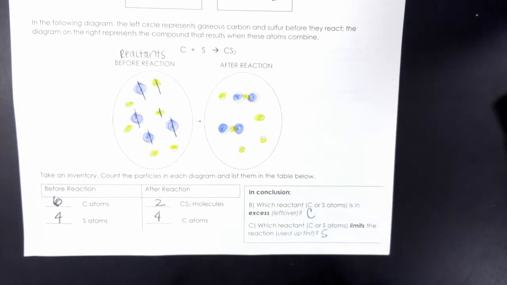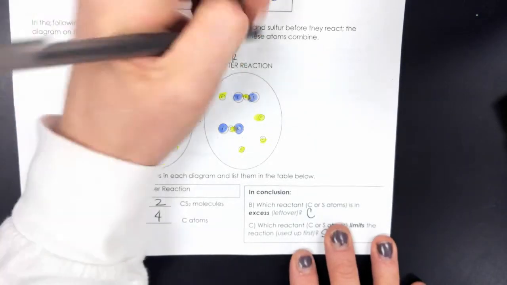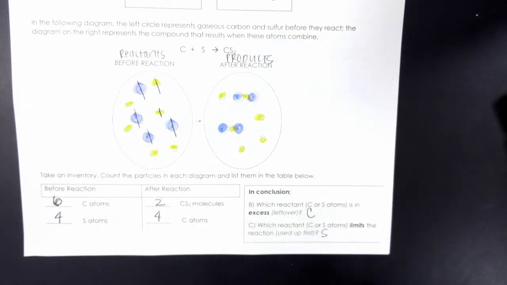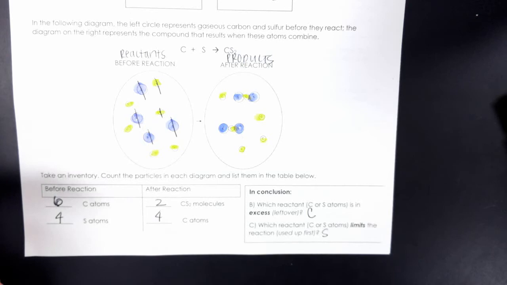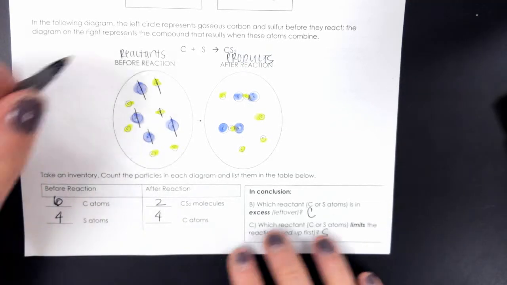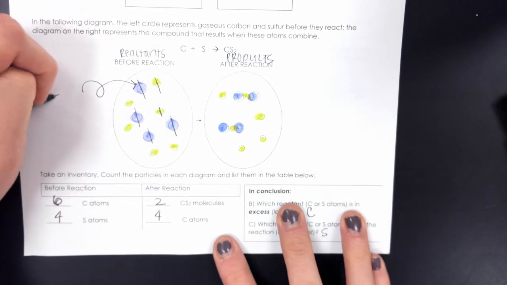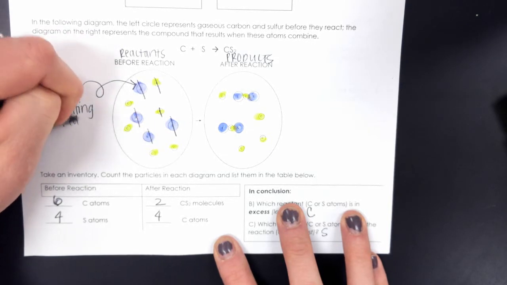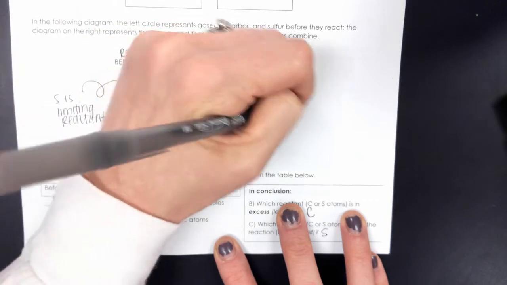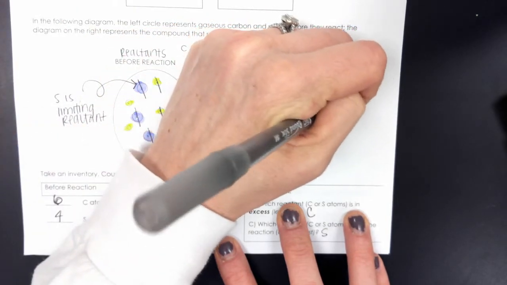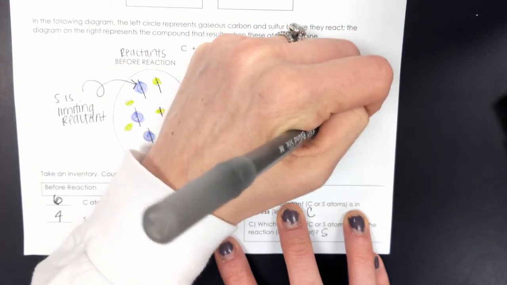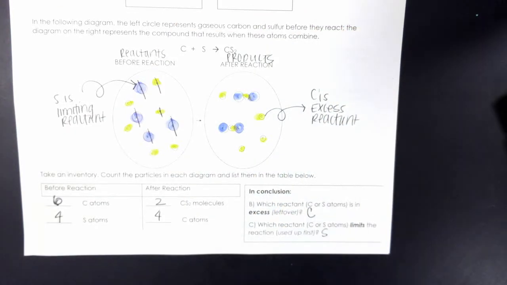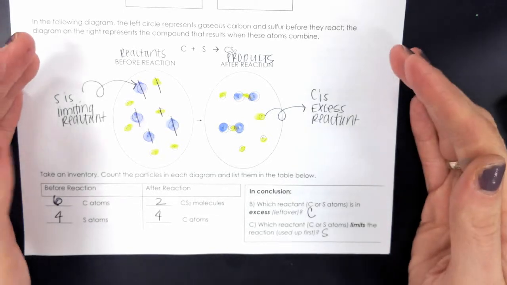Okay, so your limiting reactant, sorry, that's going to be annoying if I don't put that there. These are your products. Your limiting reactant is the sulfur. Sulfur is the limiting reactant. And carbon is called the excess reactant. Okay, so that's awesome if you understand this.